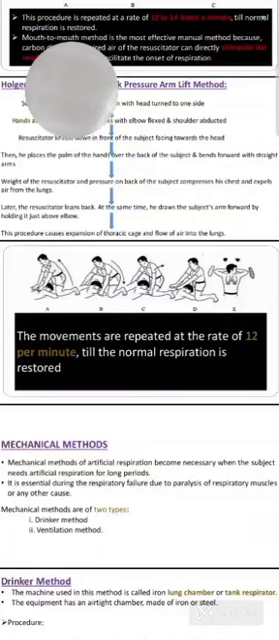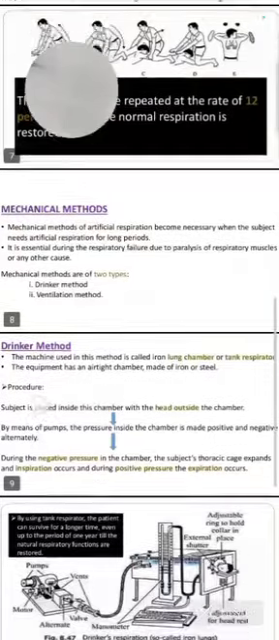The movements are repeated at a rate of 12 times per minute till normal respiration is restored. So these are the two methods. One is mouth-to-mouth breathing and the other one is the Holger-Nielsen technique. Among the two, mouth-to-mouth breathing is the most effective method. Next we will see about the mechanical methods.